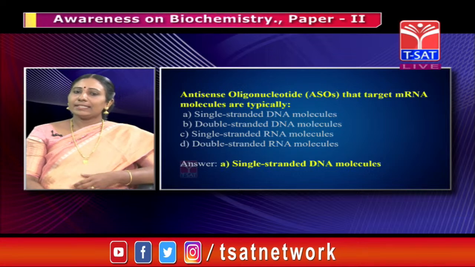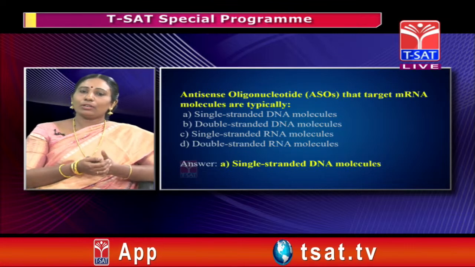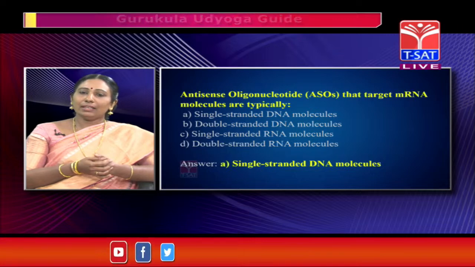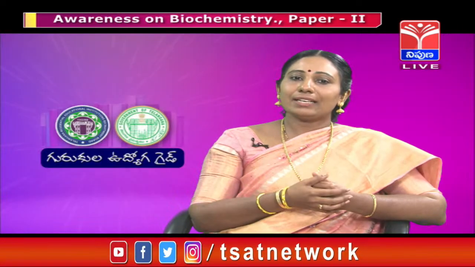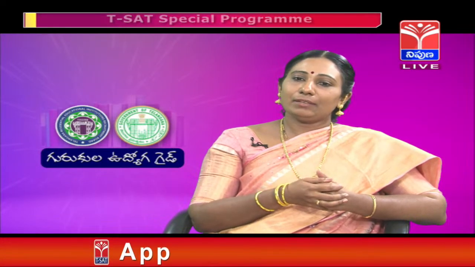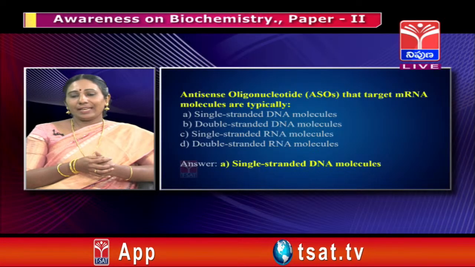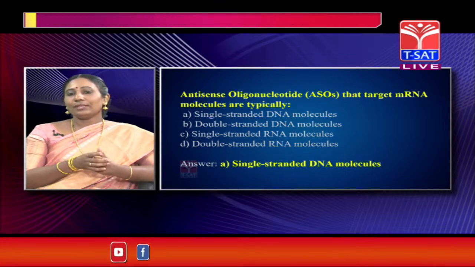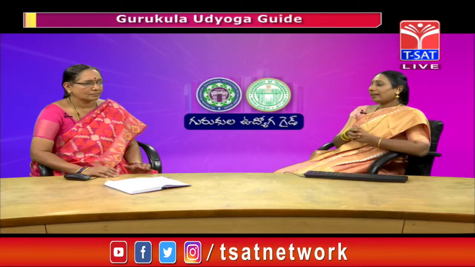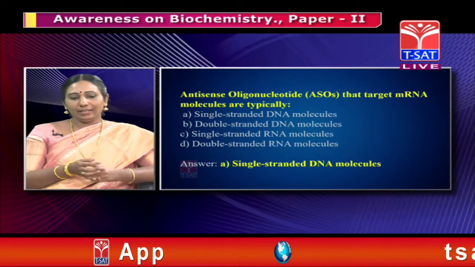So the antisense oligonucleotides, that is also shortly called ASOs, that target mRNA molecules are typically used in gene therapy. So these are the technologies that are used for gene silencing, and for targeting and curing certain diseases. Personalized treatment of diseases is also targeted using such antisense oligonucleotide techniques. We should know that single stranded DNA molecules are going to act as antisense oligonucleotides, and we need to also understand the mechanism of how these are going to silence the mRNA.